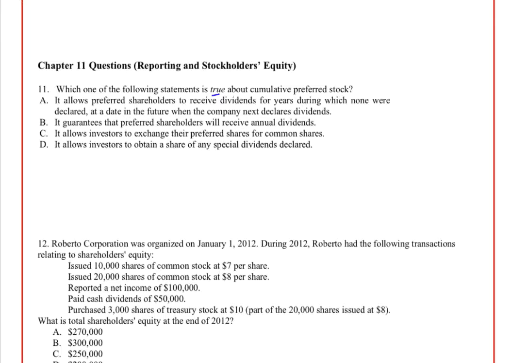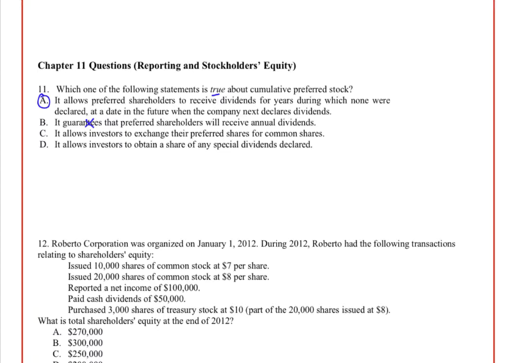That certainly sounds true to me, so let's hope that the others are false. It guarantees that? No, it doesn't. There's no guarantee involved. It's certainly the case that the preferred shareholders will get their dividends before the common shareholders, but it may be that the company goes broke before anybody gets any dividend at all. So B is not true.